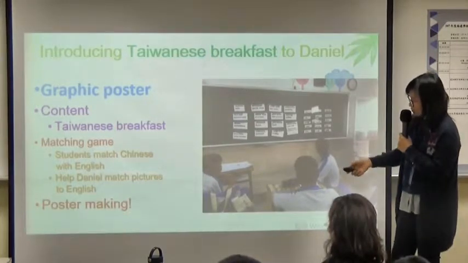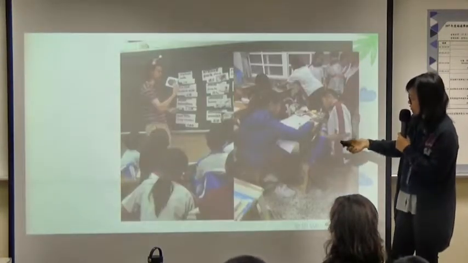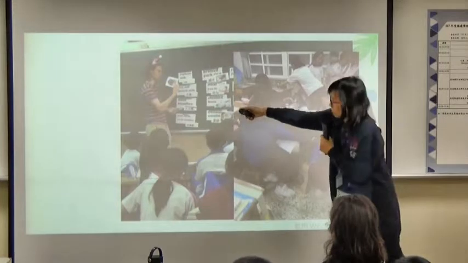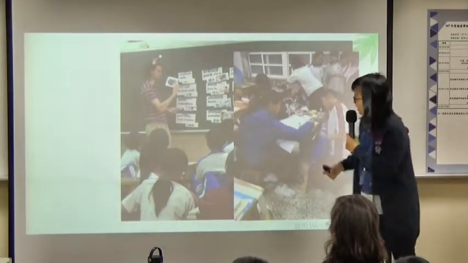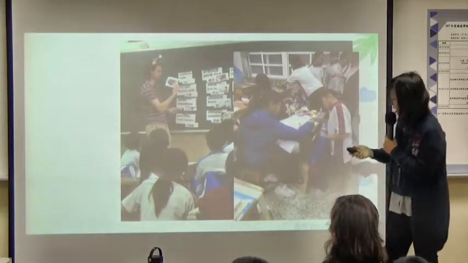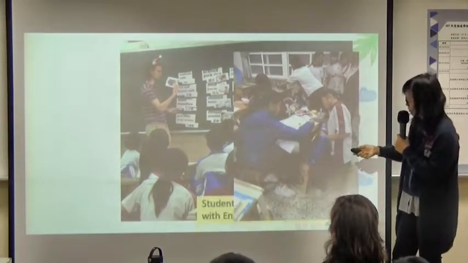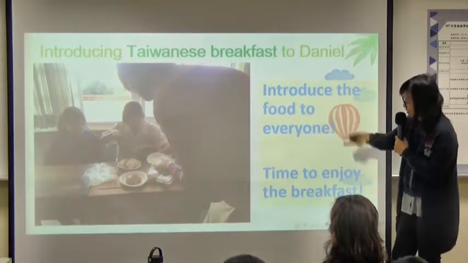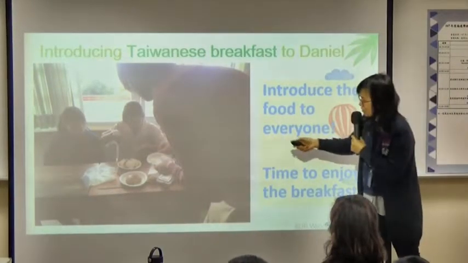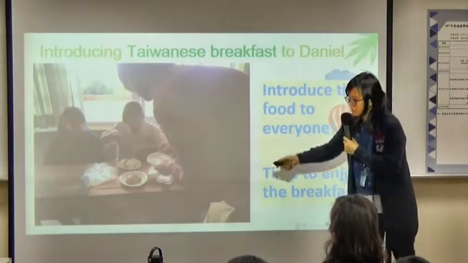And we are making a poster. So this is the scene where Daniel actually guessed what the picture is for each one of the foods, and students help him to do that. And then students are making posters. Okay. So in the next lesson, students got the actual breakfast to introduce to Daniel.